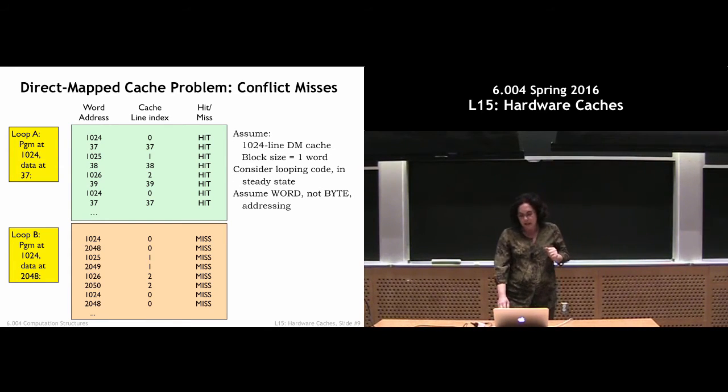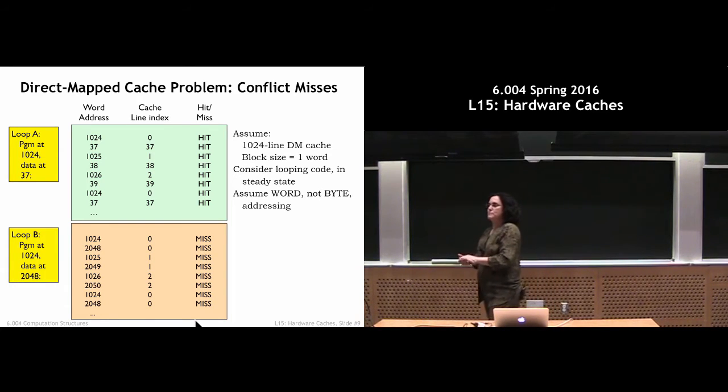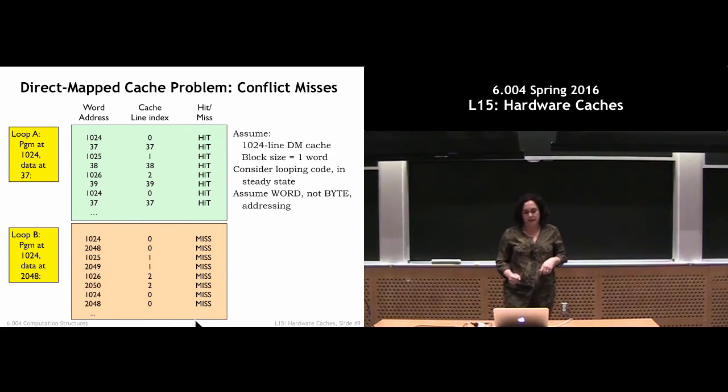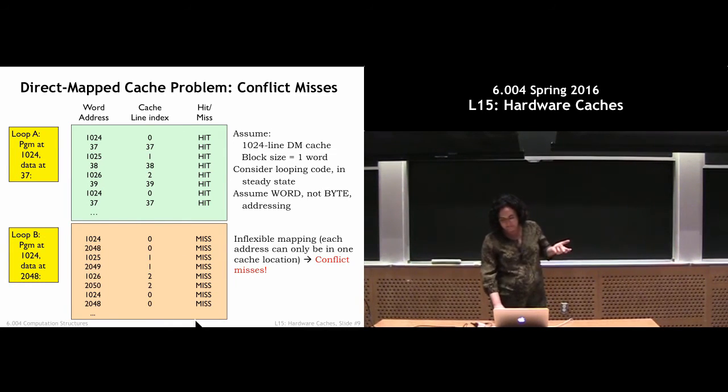Okay? So the problem with this is what we call conflict misses, is that in our direct mapped cache, there's exactly one line in our cache that a particular address goes to. And so if you happen to be in a situation where the multiple pieces of data that you need map to that same line in the cache, then you're going to have conflicts. So how can we fix that?